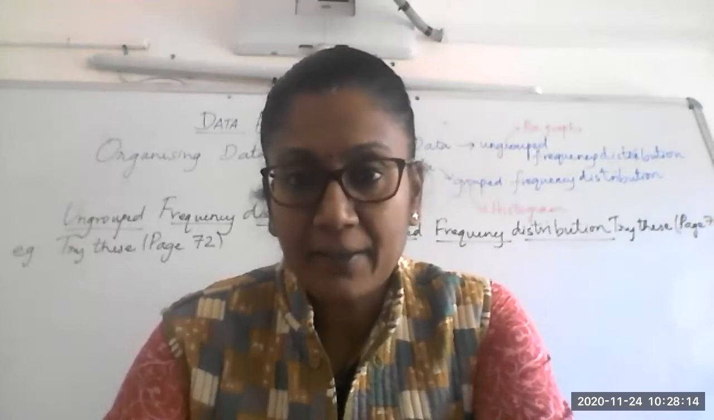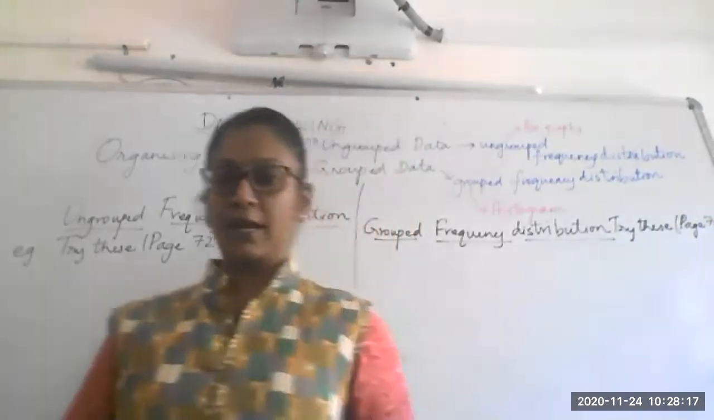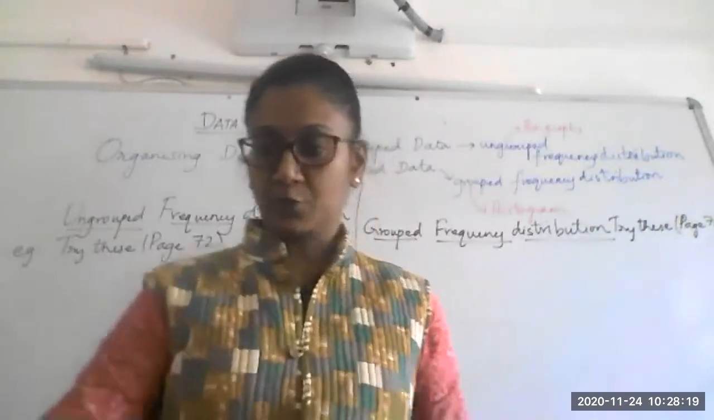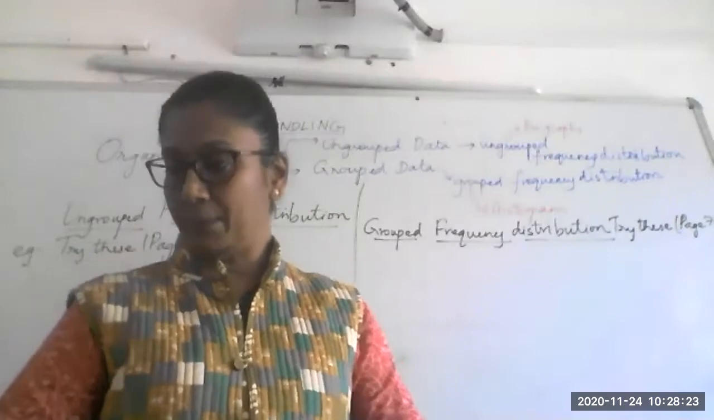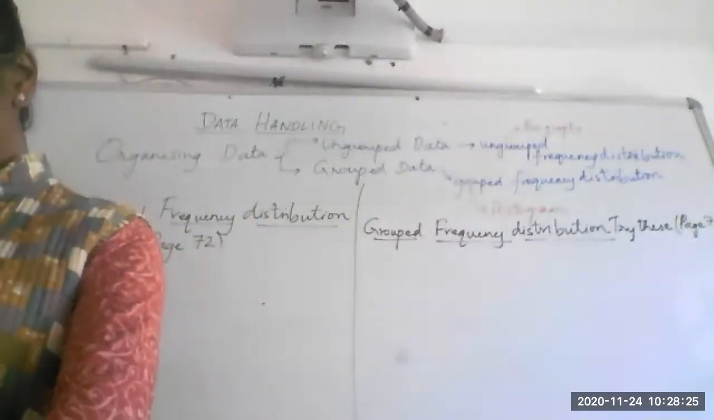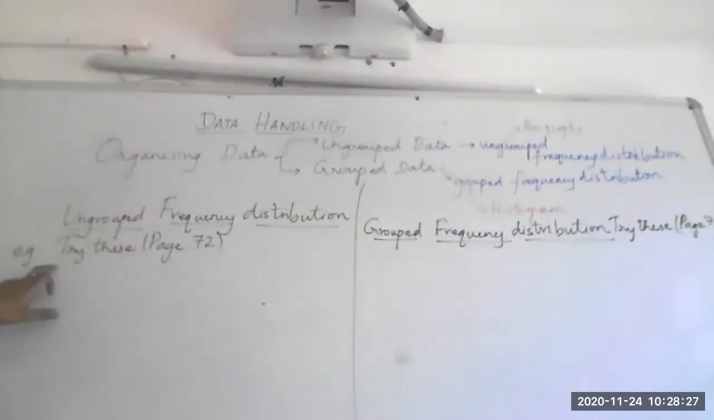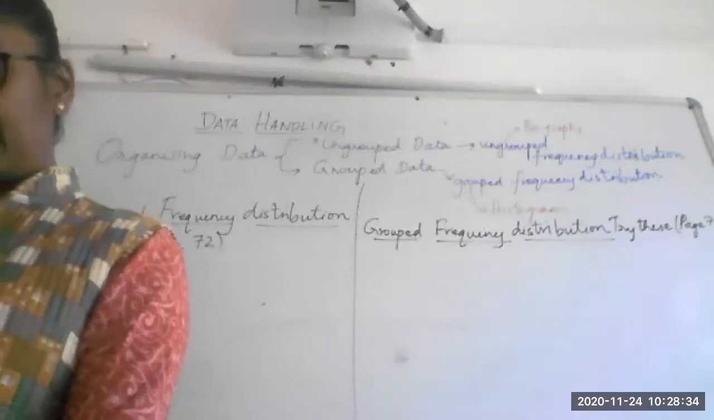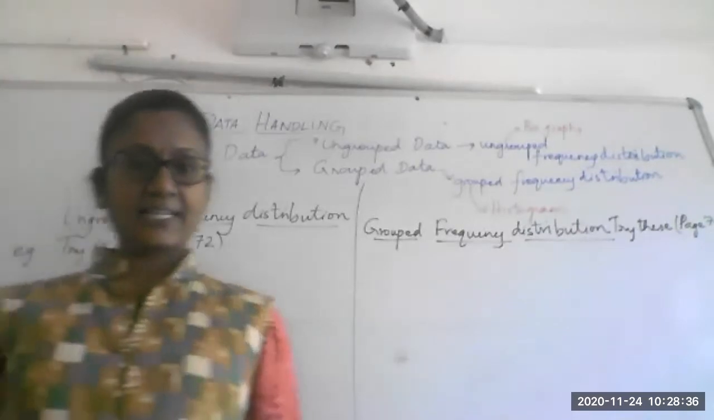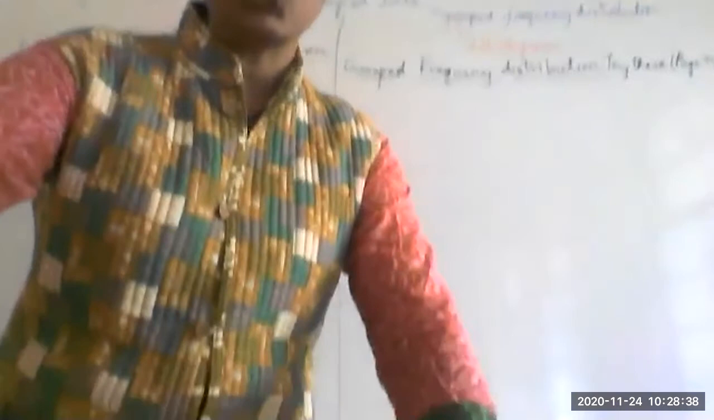I'll be taking up an example from the textbook. So I hope you have your textbooks with you. Do you have your textbooks with you? Yes, ma'am. Okay, then turn to page number 72. I have already mentioned I'm going to do the problem on page number 72. You can look at the Try This there on page number 72. I'll just read the problem quickly.